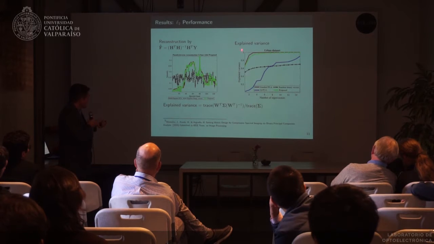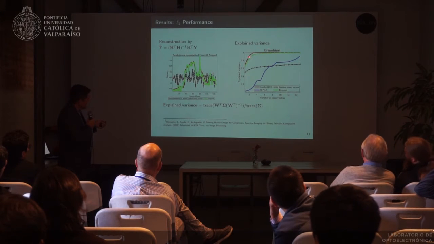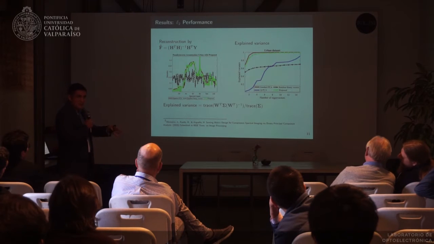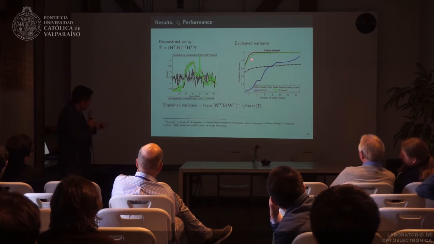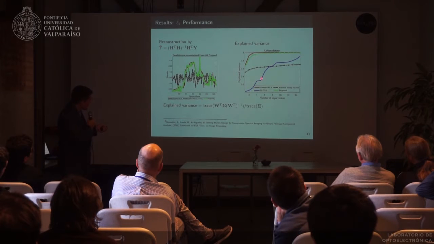Okay, and this is kind of the performance. The red is when you have the full data. You have compression, and this is what happened with our method, and this is the state of the art. What is the difference between the state of the art and our method? The distribution of the eigenvalues.